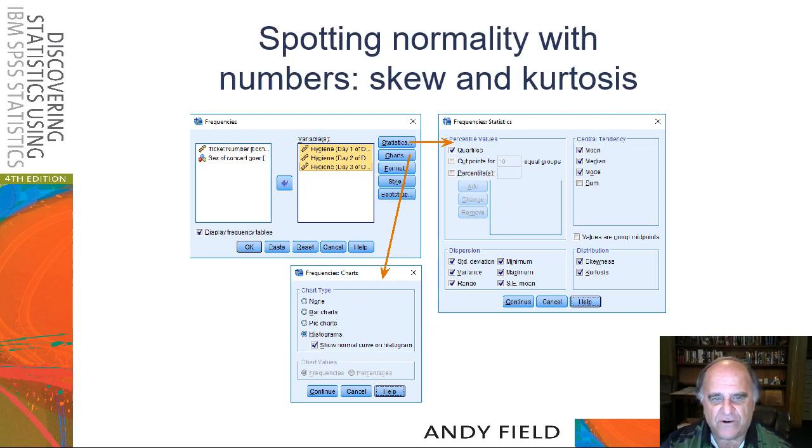Okay, we can also, of course, run frequencies, which we can use to get a histogram with a normal curve. We can also get percentile values, mean, median, mode values, skewness, and kurtosis. That's all valuable, again, in looking to see whether we have a normal distribution. Again, you can see actually Field spends a lot of time on just, do we have a normal distribution?